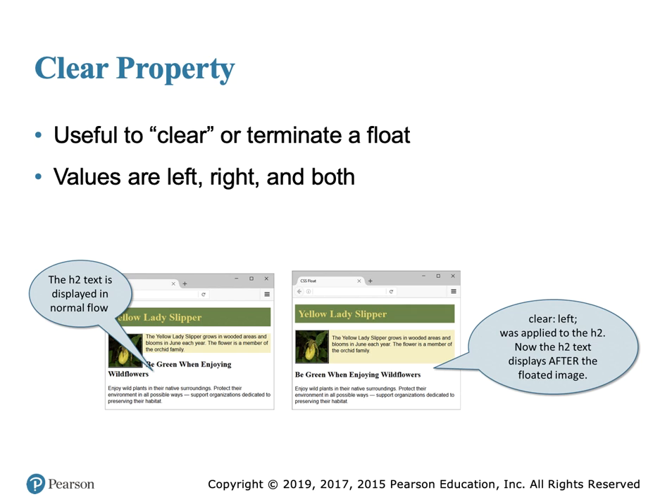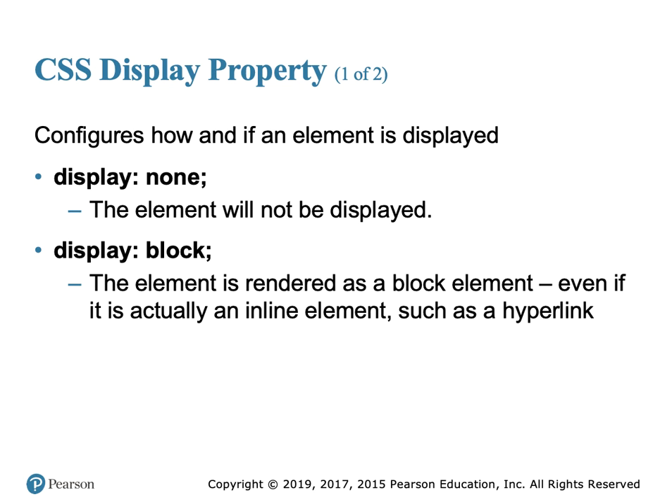In this example, you can see what happens when the float is not cleared in the first image. The H2 tag, "Be green when enjoying wildflowers," is floating up next to the image with the text. In the second image, the float was cleared and the H2 tag reverts to normal document flow and is now located below the image. The clear left was applied to the H2 element since this is where they wanted the float to stop.